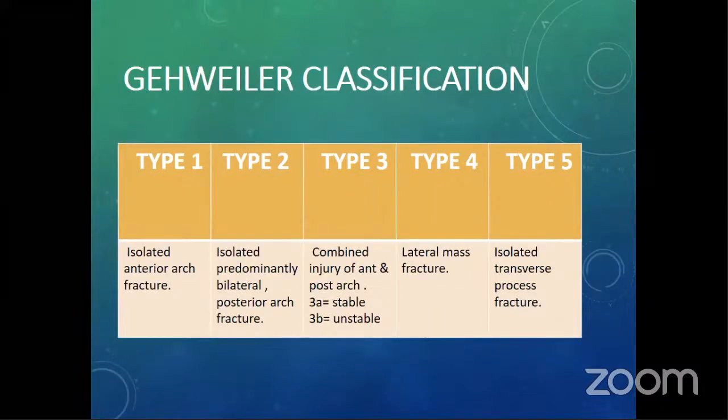Gavilier also classified atlas fractures into 5 types. Type 1 is an isolated anterior arch fracture. Type 2 is an isolated, predominantly bilateral posterior arch fracture. Type 3 is a combined injury of the anterior and posterior arch. Again, he divided them into stable and unstable depending on the involvement of the transverse ligament. He classified lateral mass fracture as type 4 and isolated transverse process fracture as type 5.